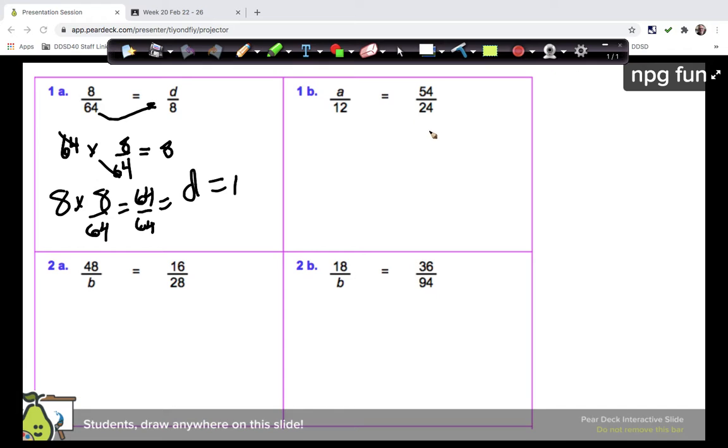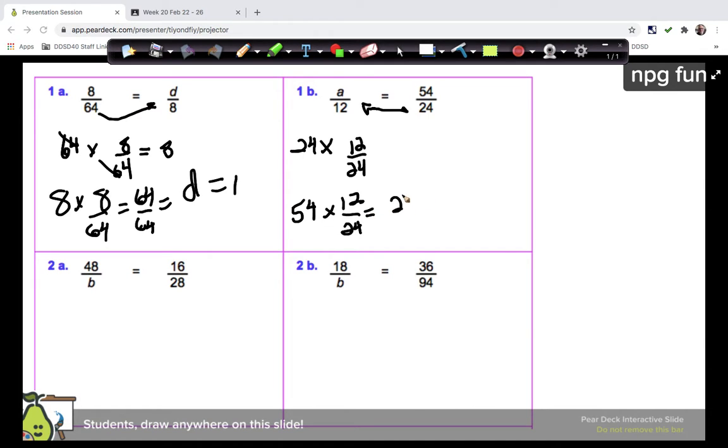I'm going to do the same thing on each of these. So to get from 24 to 12, I'm going to multiply by 12/24. I know I could multiply by half or divide by 2, but I want to do the same thing, times 12/24.